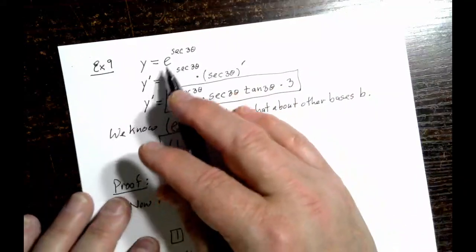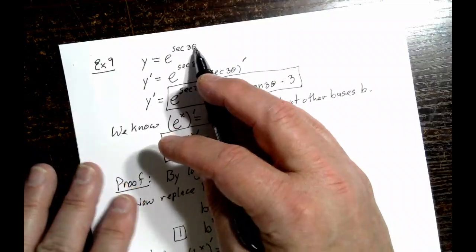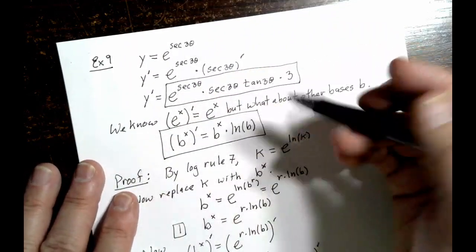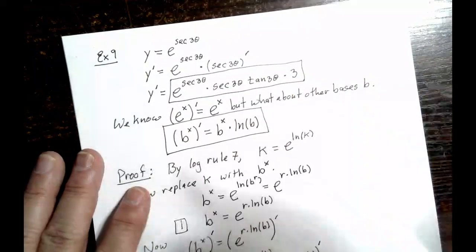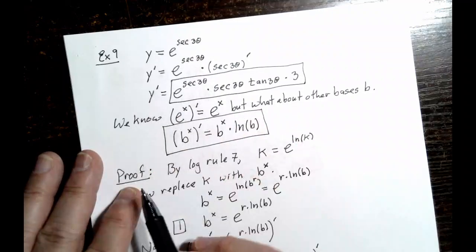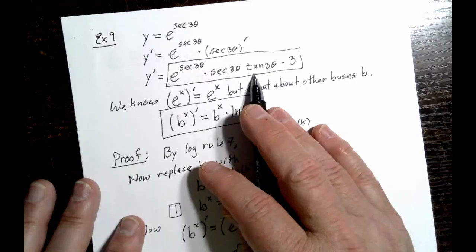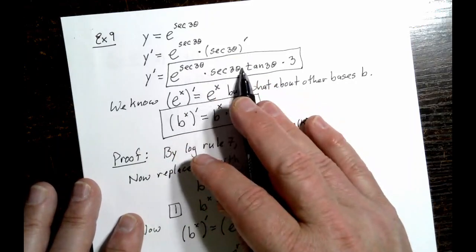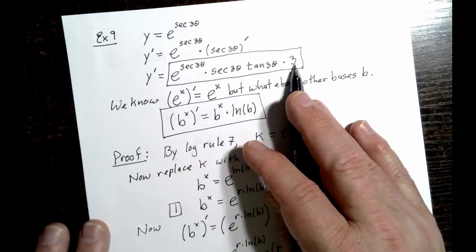Alright, you have e to the secant 3 theta. You can think of secant 3 theta as your inside function and e to the x as your outside function. So your outside function is just going to give you e to the x, or e to the secant 3 theta. You have to follow with the derivative of the inside function, secant 3 theta, which is secant tangent. And remember, when you take the derivative of secant tangent, you have to follow with the derivative of the inside function, 3 theta, which is 3.